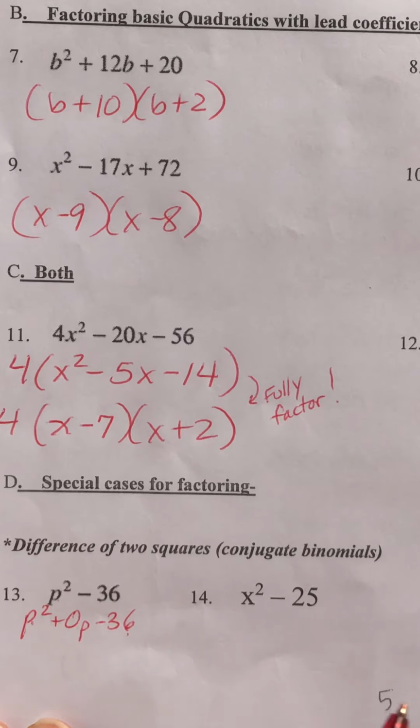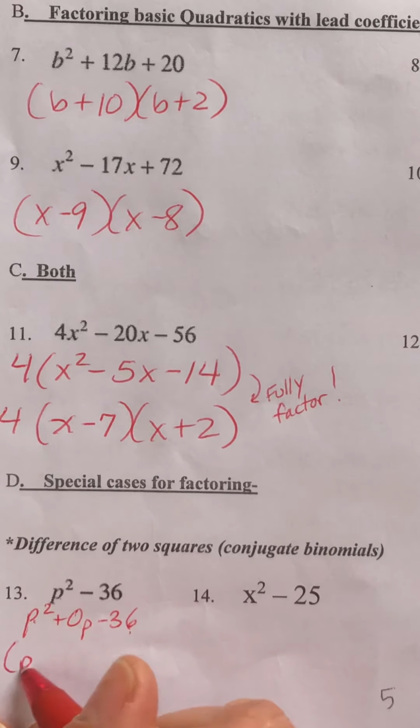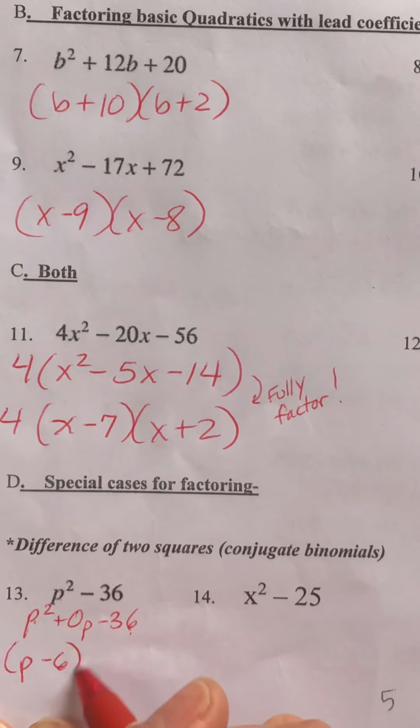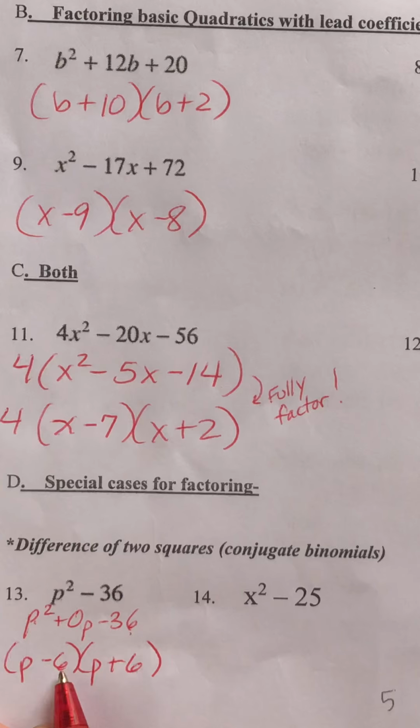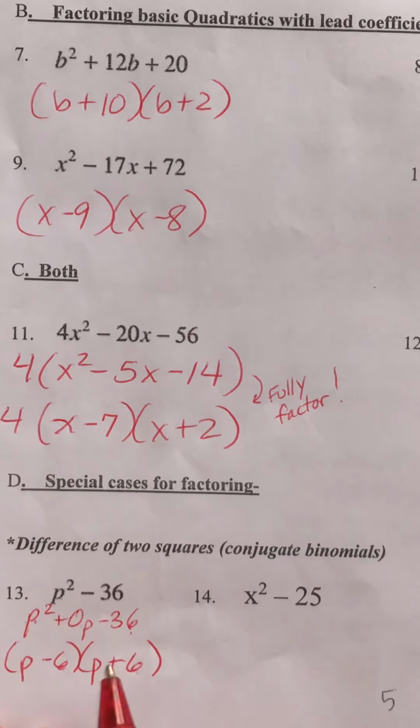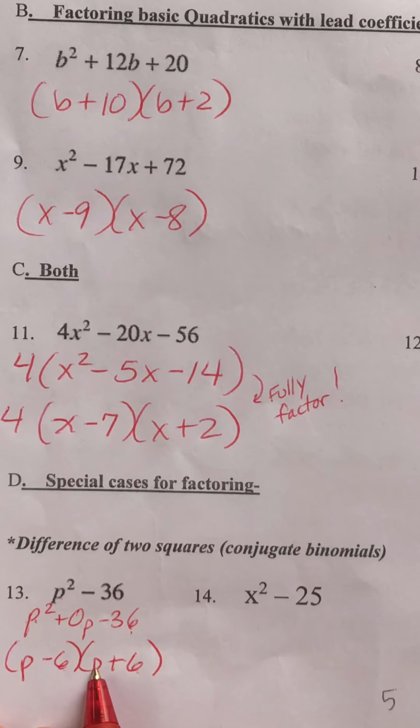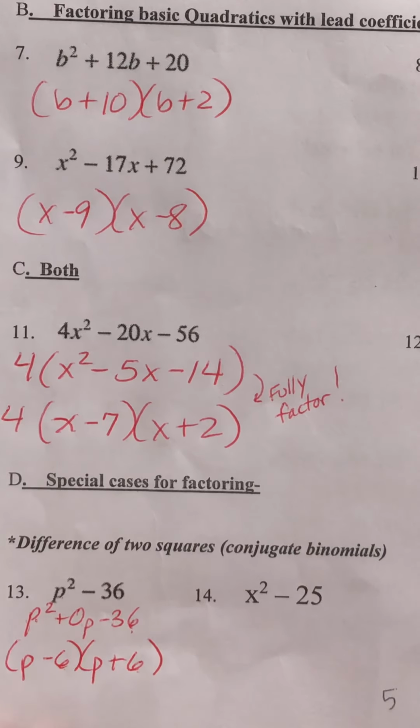6 and negative 6. So it looks like this: (p minus 6)(p plus 6). The negative 6 times 6 is negative 36, p times p is p squared, and the inner of negative 6p and the outer of positive 6p add to give you 0.